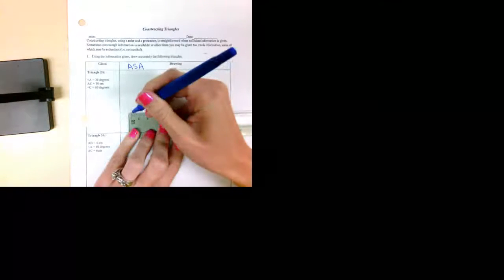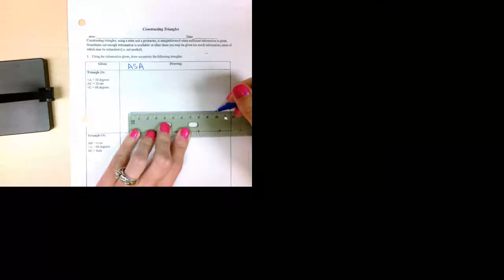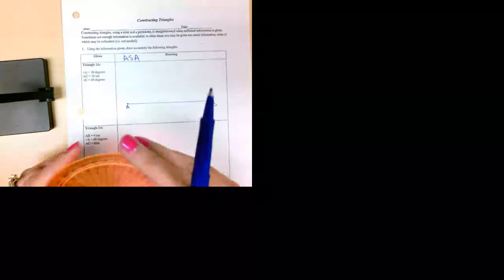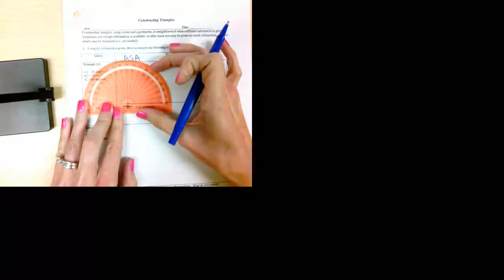I'm going to lay my ruler down and draw my side that's 10 centimeters long. Then we're going to go ahead and label the endpoints, very important. Now our first thing to do is angle A, which is 30 degrees. So I'm going to start at point A, take my protractor, make sure I put that point A right in the center of my protractor. Make sure that the segment is lined up with the bottom line of my protractor.